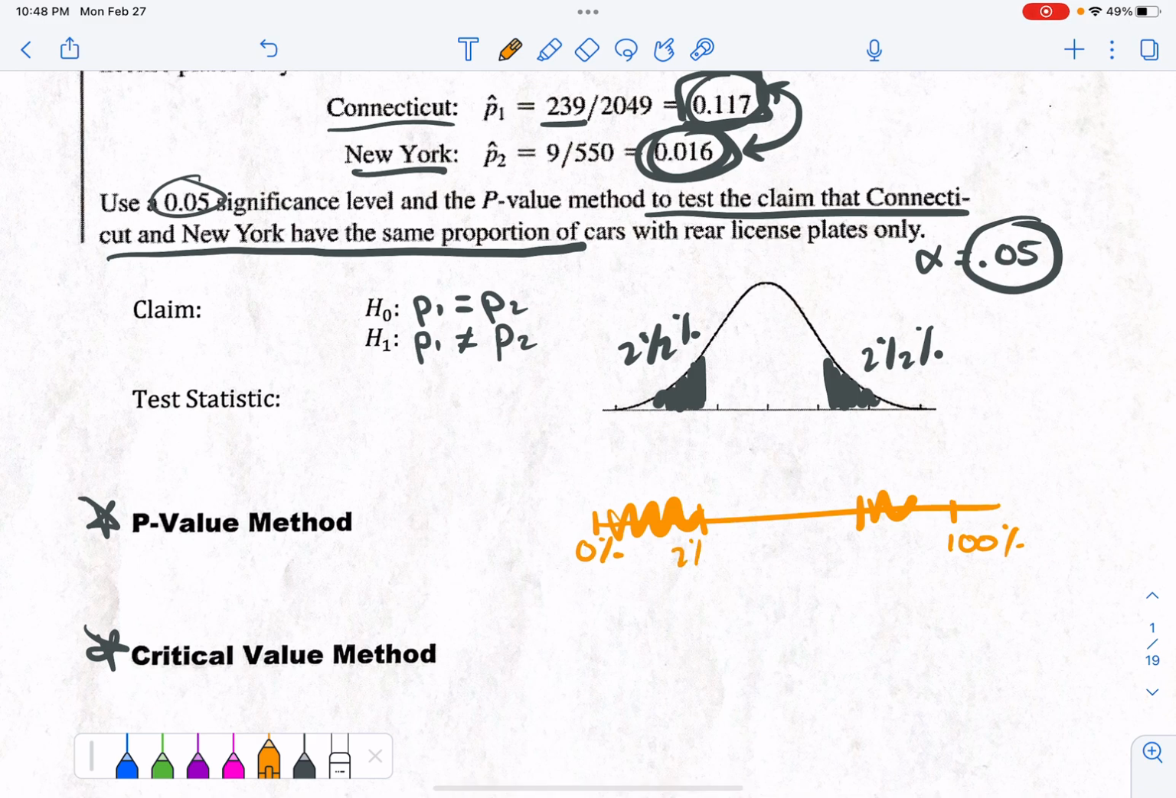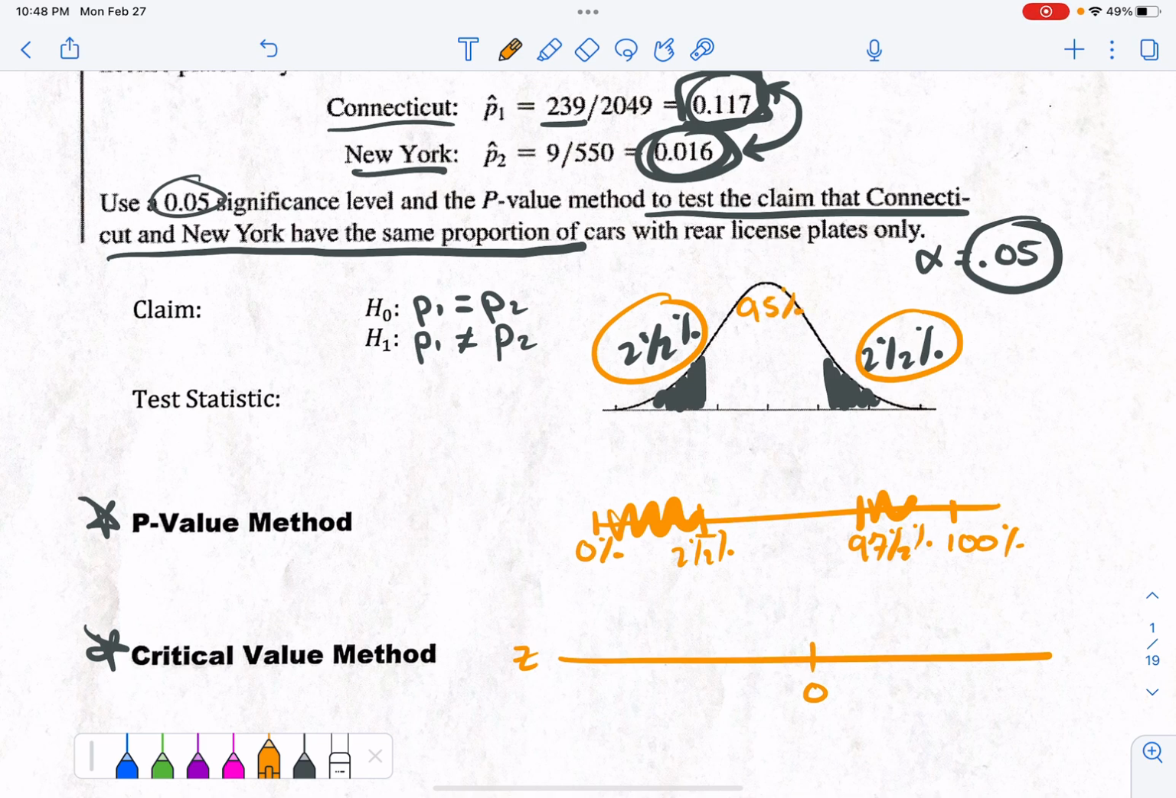This would be 2.5%, and this would be 97.5% are my cutoff marks. Versus the critical value method, 0 lives here for a z-score, and then if this is 2.5% and this is 2.5%, I have 95% in the middle. If you look up on your positive chart, 95% is 1.96, so my cutoff mark here for the dark region would be negative 1.96, and here for the dark region would be positive 1.96.